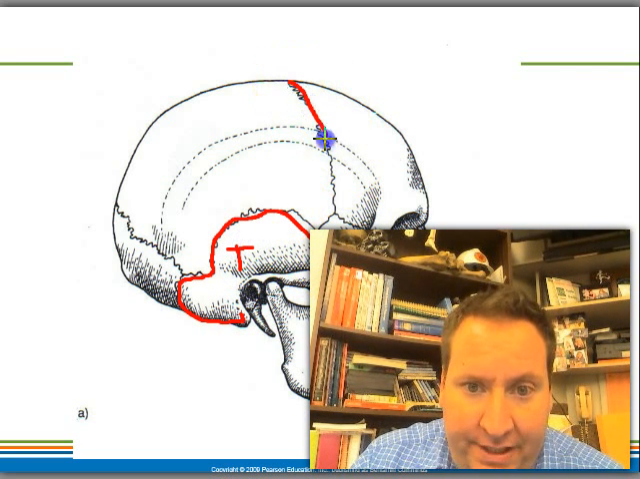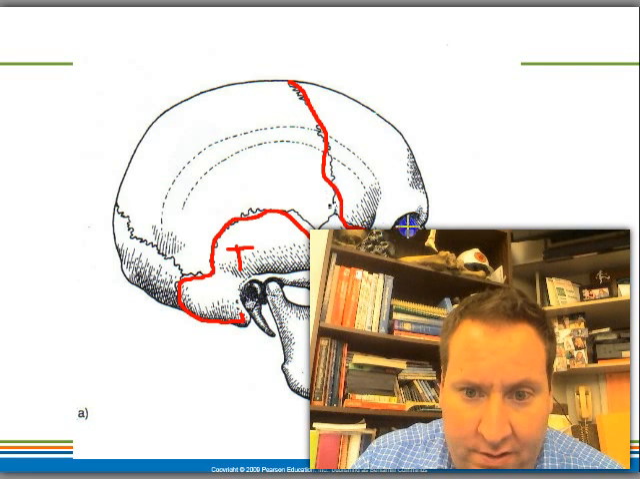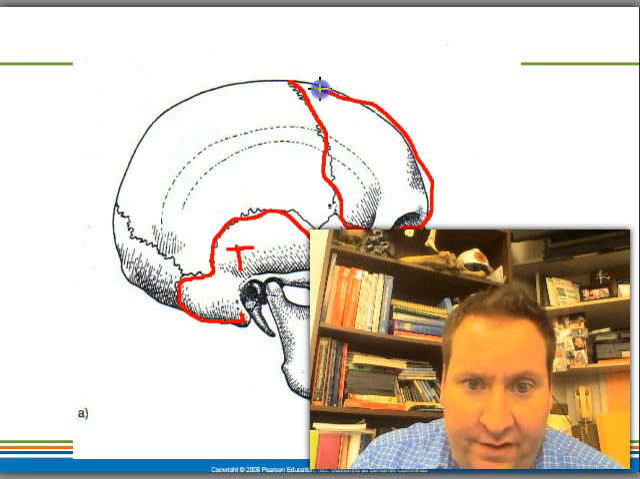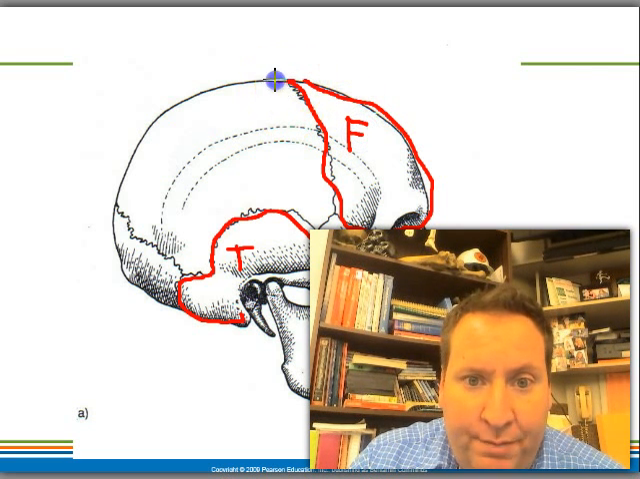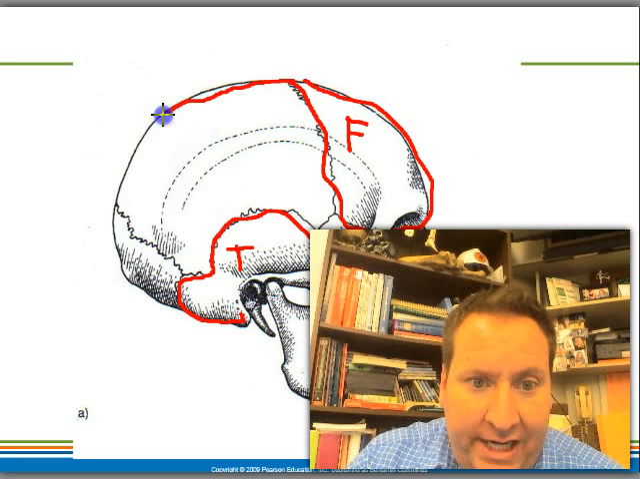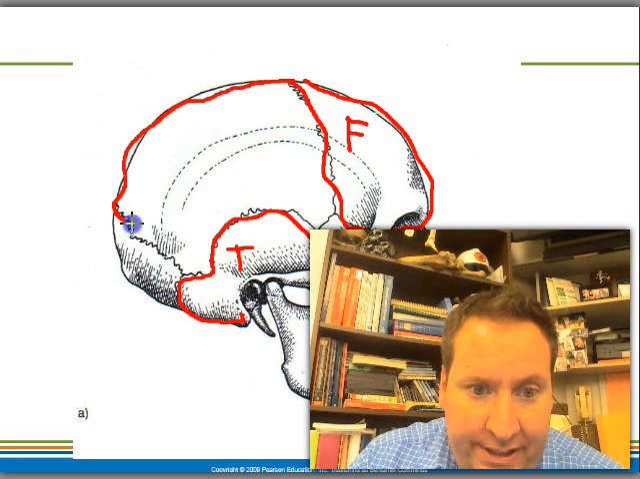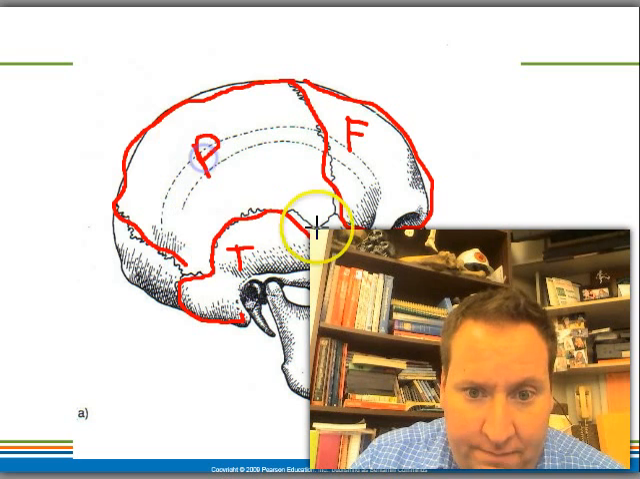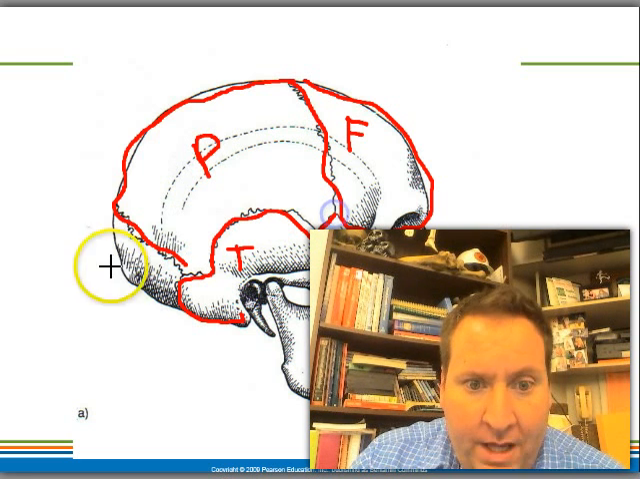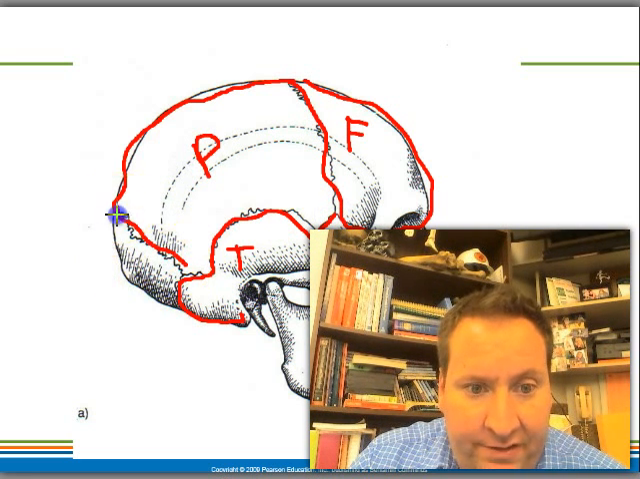This bone that's right up here is called your frontal bone. So this is your frontal bone. I'll mark this with an F. And then you have a parietal bone. You have two parietal bones on either side, but this is the parietal bone that's right here. And I'll mark that with a P for parietal. And then you have another bone that's sitting back here that's called the occipital bone.